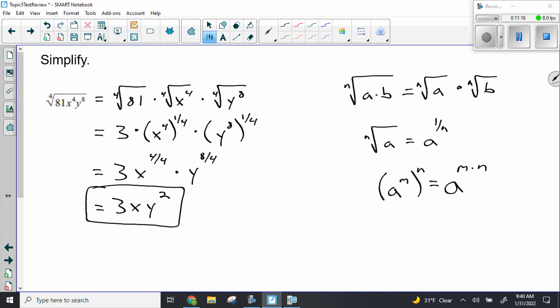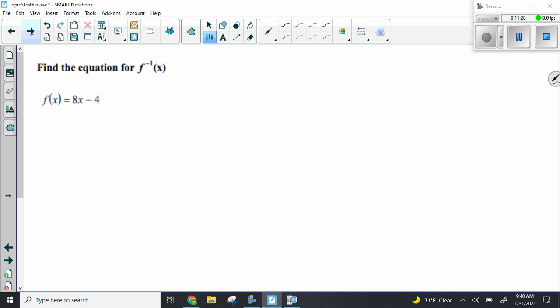All right, let's keep this train rolling. Ooh, now we need to find an inverse, right? What is the equation for f inverse of x? Remember, as we learned this, I walked you through some steps, right? The first step is, instead of f of x, we're going to substitute y.